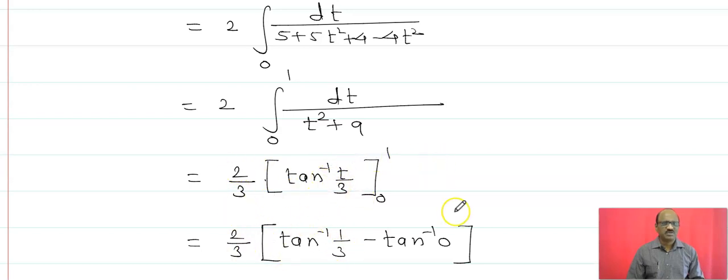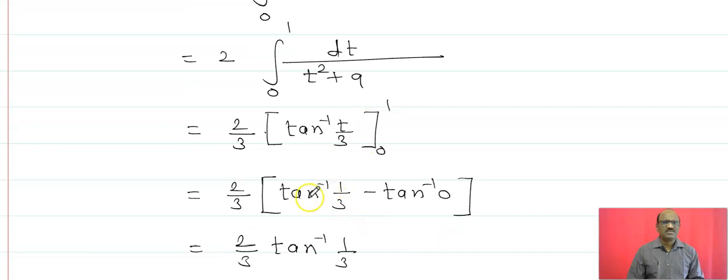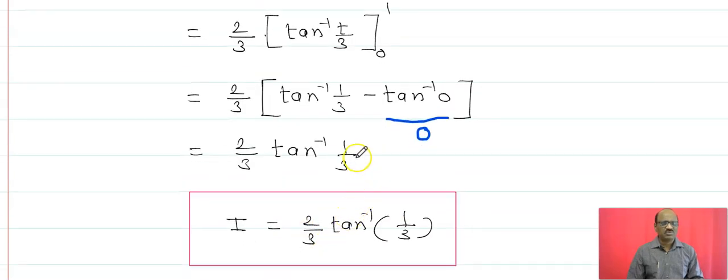Now substitute upper limit minus lower limit. T is replaced by 1 and t is replaced by 0. Here we will replace. The first is tan inverse of 1 by 3 minus tan inverse of 0. But what is the value of tan inverse of 0? Tan inverse of 0 is 0, and therefore the answer is 2 by 3 tan inverse of 1 upon 3. And hence the answer I is equals to 2 by 3 tan inverse of 1 upon 3.